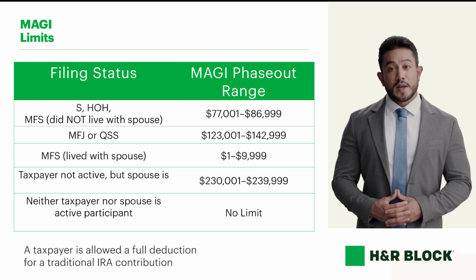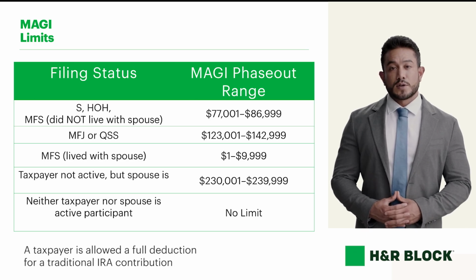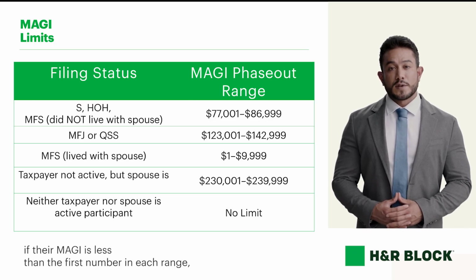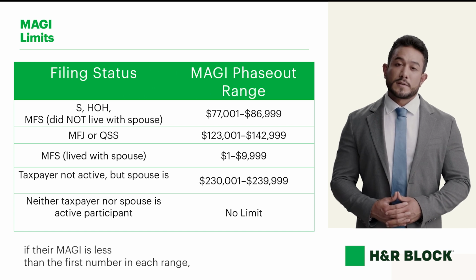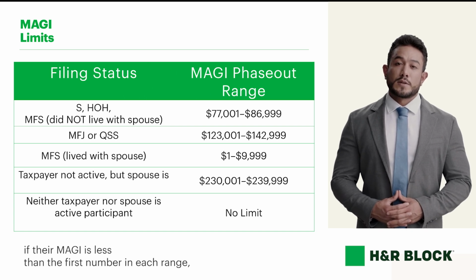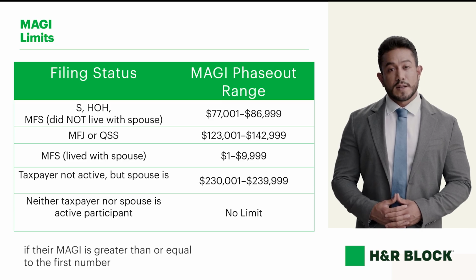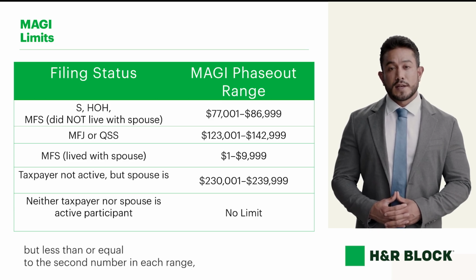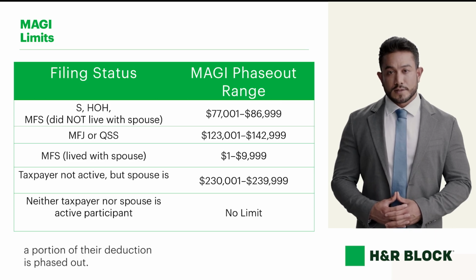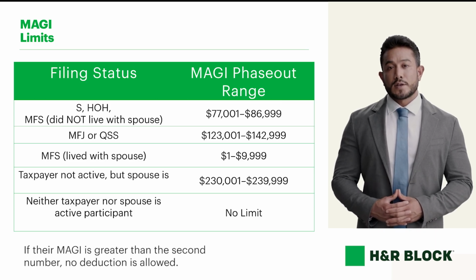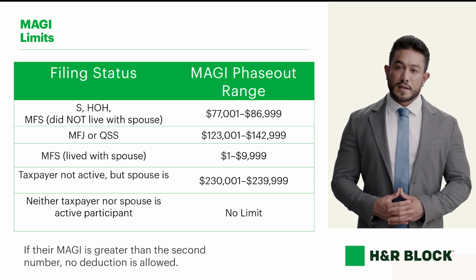A taxpayer is allowed a full deduction for a traditional IRA contribution if their MAGI is less than the first number in each range. If their MAGI is greater than or equal to the first number but less than or equal to the second number in each range, a portion of their deduction is phased out. If their MAGI is greater than the second number, no deduction is allowed.